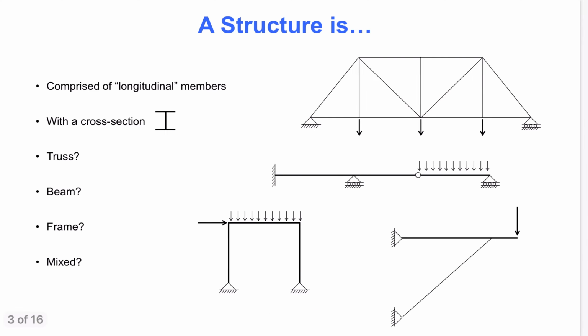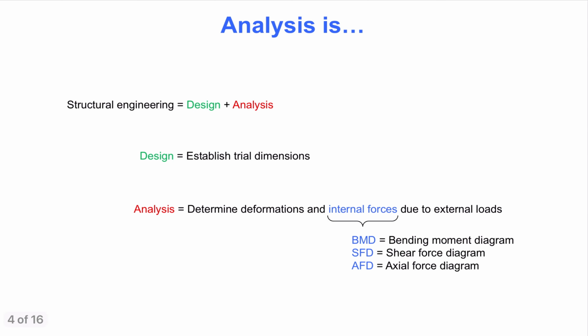If you recall, we are in the process of introducing the analysis of determinate structures. We now ask what analysis is. Simply speaking, structural engineering is a back and forth between structural design and structural analysis. First, the engineer establishes a trial design. The trial design includes the length of all members, often including their cross-section dimensions. Next, the engineer carries out a structural analysis in order to determine the deformations and internal forces that are caused by external loads on the structure, such as wind and snow loads.